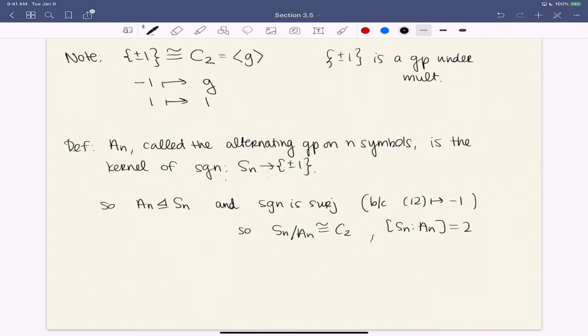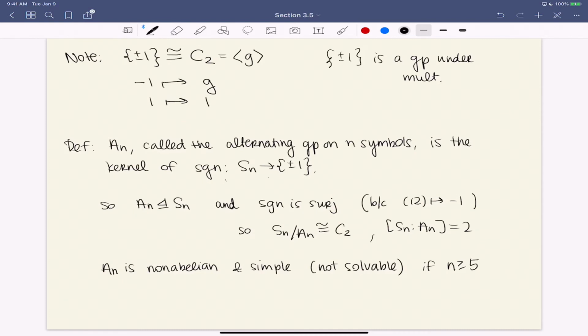And another fact, which we kind of mentioned before, is that A_n is non-abelian and simple, and in particular not solvable. We talked about that, how it is a simple non-abelian group if n is greater than or equal to 5.